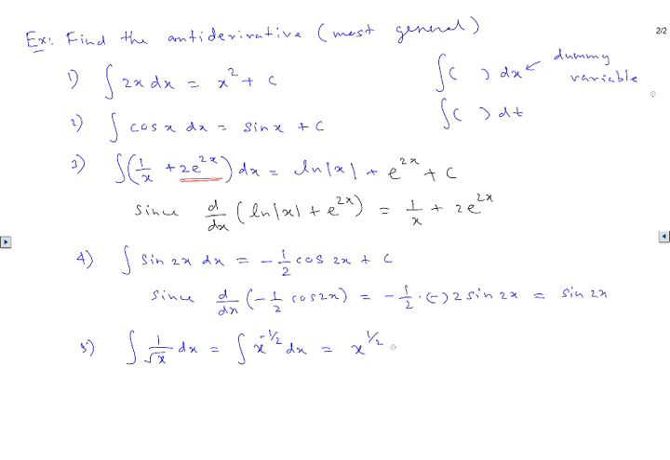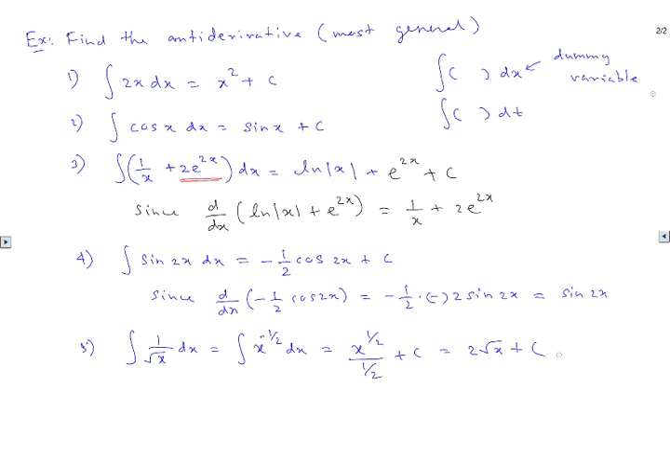But what will happen? Once you take the derivative, you get 1/2 in front. So to cancel that 1/2, you have to divide by 1/2, plus c. If you simplify this, it is 2 square root x plus c. So that's the kind of idea.